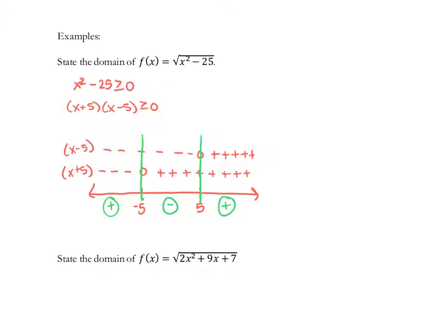Since we want to know when this value would be greater than or equal to 0, we're going to choose the plus signs. So we have negative infinity up to negative 5, and also from 5 to infinity. Anything in those intervals will work, so that is the domain of our function.